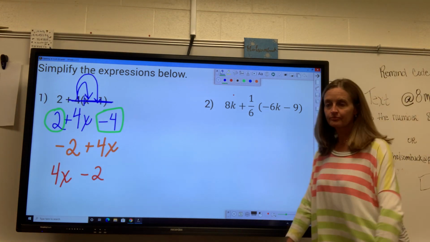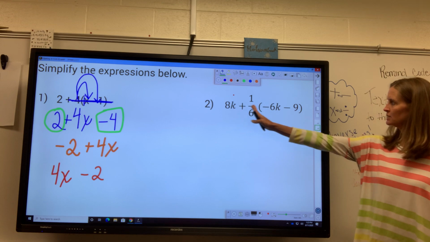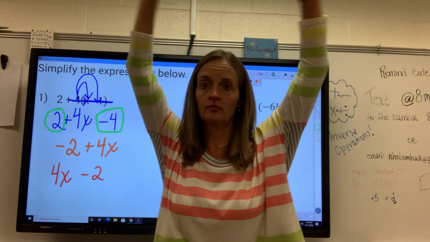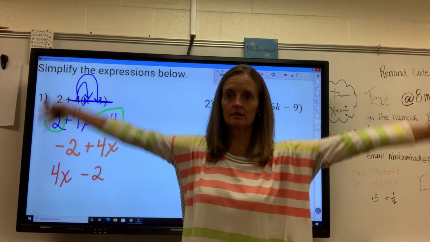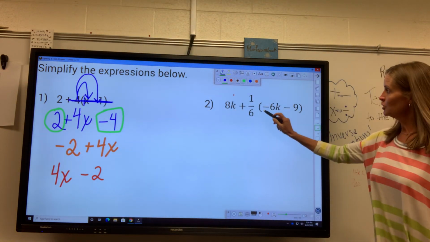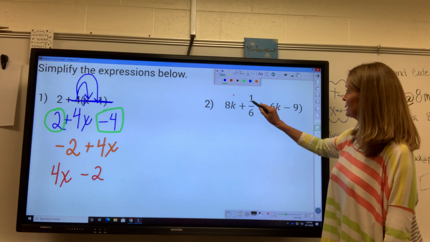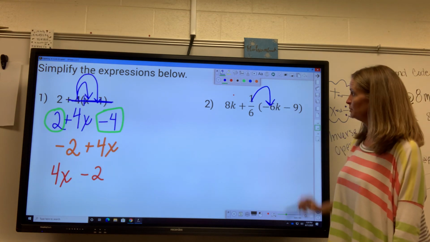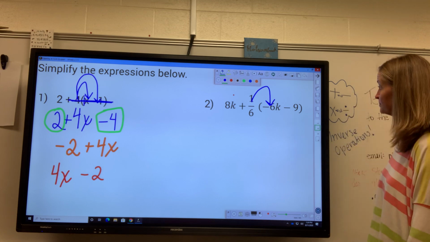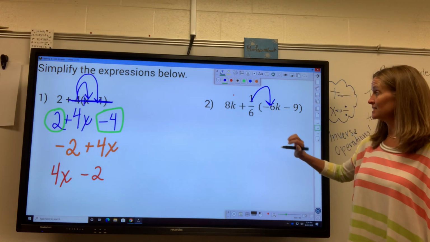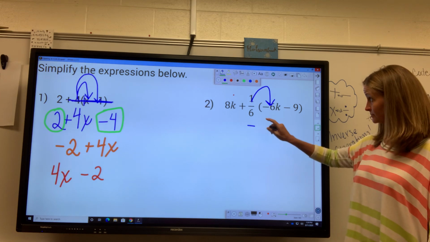Okay, ready? Okay, so looking at this expression, something's sticking out at me. Do you see it? It's a clue. Yes, so outside this opening door, there is this 1/6. And this 1/6 wants in to multiply with that -6. And so if you're going to multiply 1/6 times -6, you're going to get a negative.